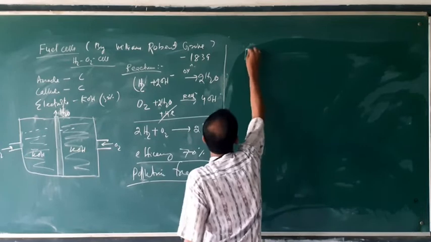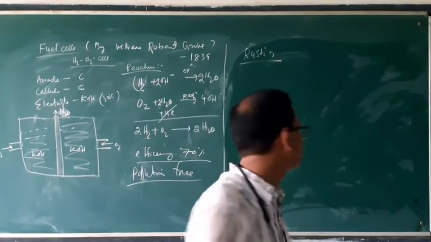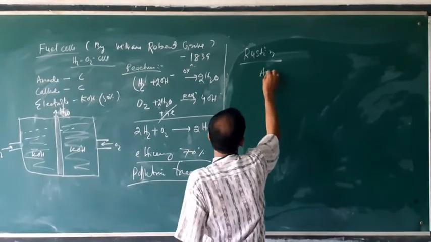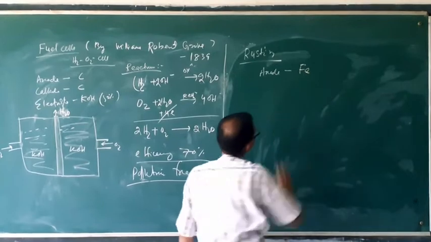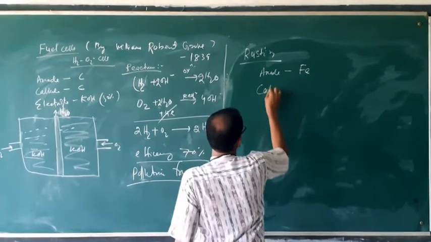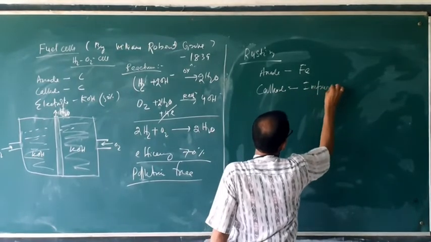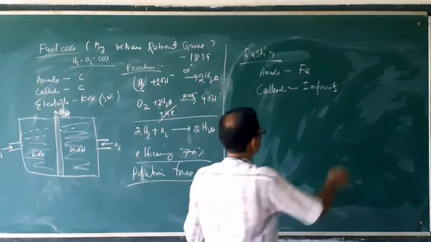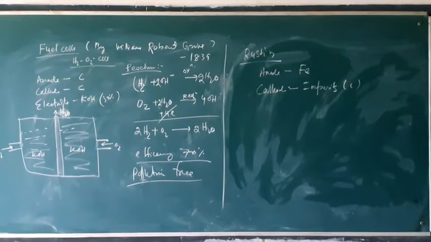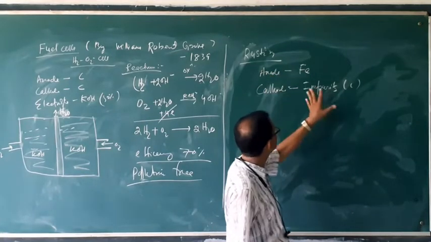Rusting means corrosion of iron. Here it is an electrochemical phenomenon. The anode is iron; pure iron itself acts as the anode. The cathode is impurity. Impurity means carbon, maybe other metals, low reactive metals, not highly reactive, low reactive compared to iron. So the anode is iron and the impurity is the cathode.